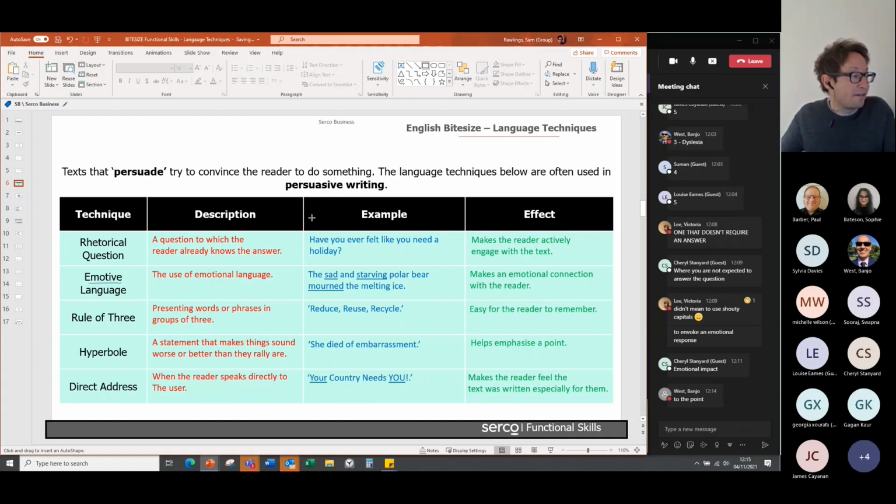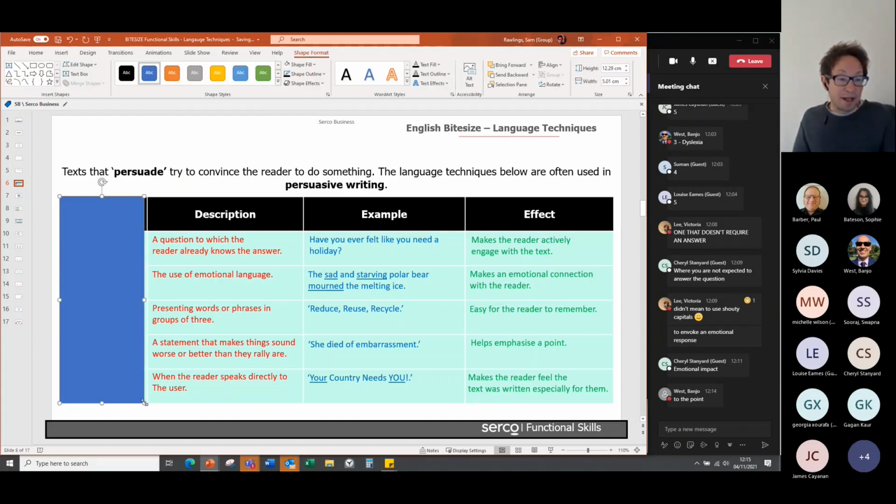Okay, great. So there's our first set of language techniques. So we've got 1, 2, 3, 4, 5 of them. I'm going to cover that up. In the chat box, I want you to write down the names of those 5 language techniques. See how many you can remember. I'll leave the rest of the notes on there as a bit of a clue.